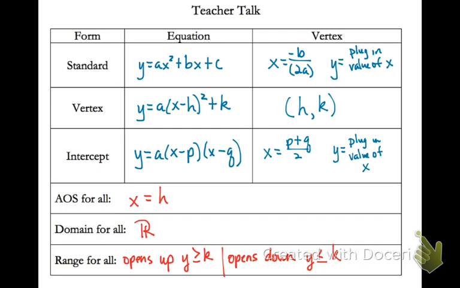And the range, if the quadratic parabola opens up, then our y values are greater than or equal to k. And if it opens down, I'll write that so you can see it, our y values are less than or equal to k. So pause the video, copy down that information.